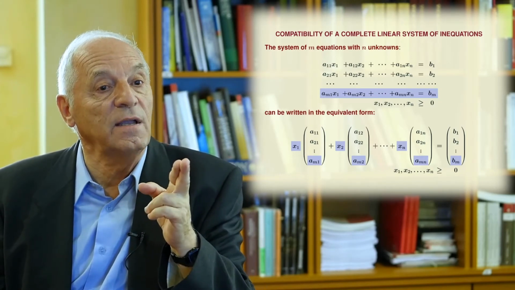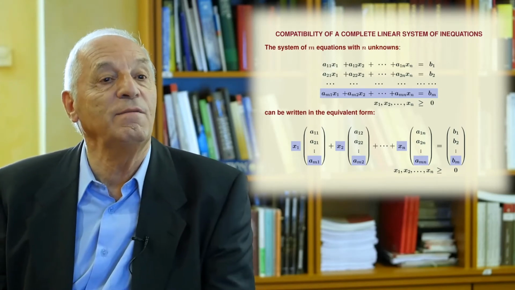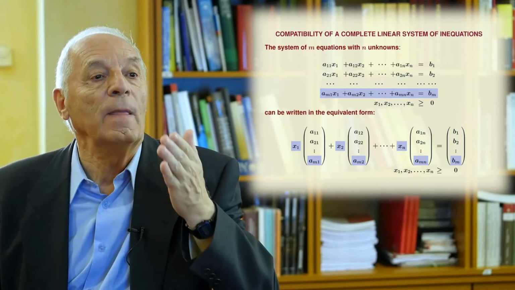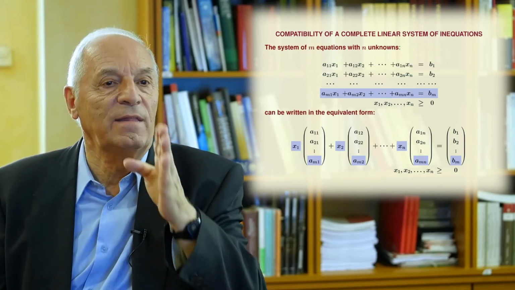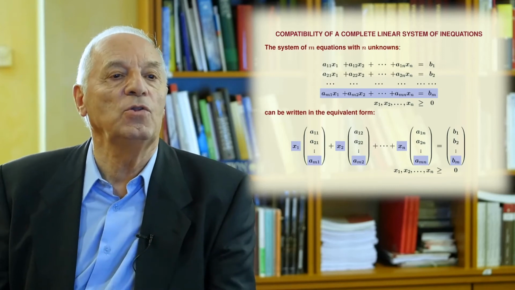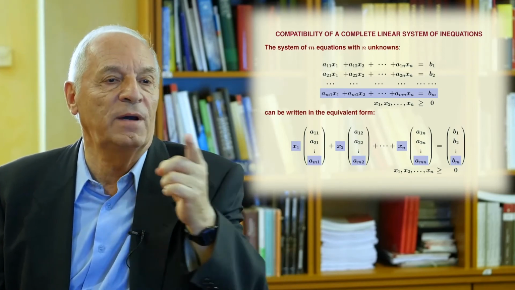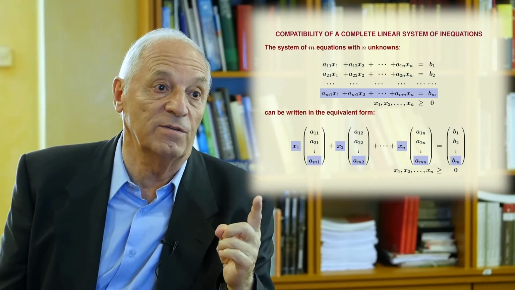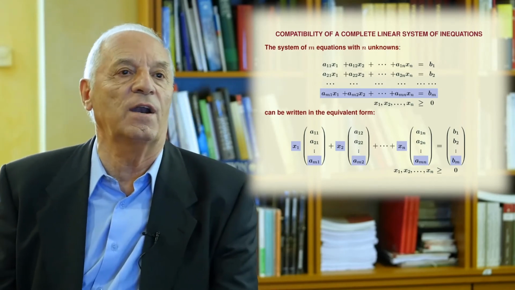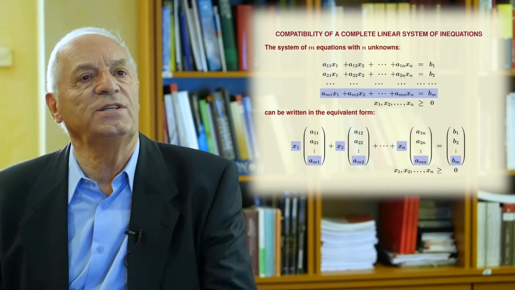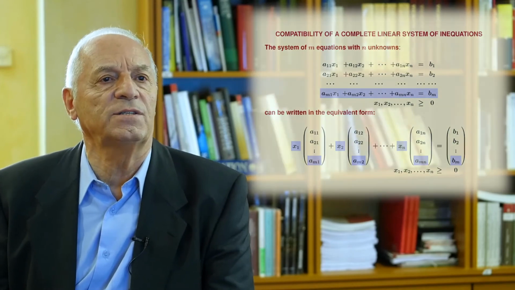And then, because the x are all non-negative, that means that the column vector belongs to the cone generated by these columns, to the cone, not to the linear subspace, because the coefficients are not negative. So this is the way of solving these systems and analyzing the compatibility.